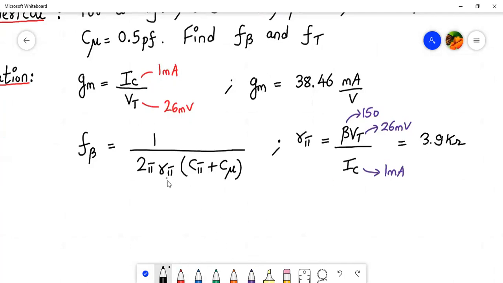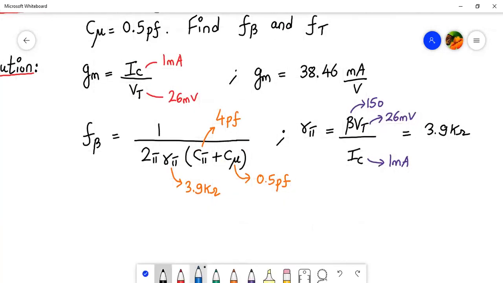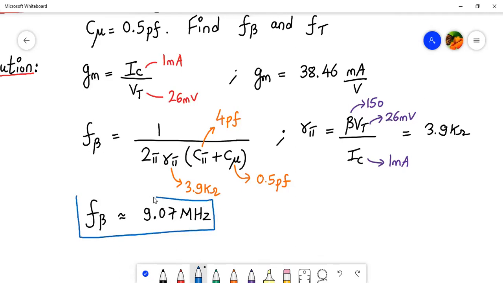Okay. So now in this equation, we have R pi as 3.9 kilo ohms. C pi and C mu values are given to you, right? C pi value is 4 picofarad and C mu value is 0.5 picofarad. So these are the values of the capacitors and resistor R pi. So 1 upon 2 pi into 3.9 kilo ohms bracket into 4 picofarad plus 0.5 picofarad. And if you solve it in the calculator, you will get the value of F beta as nearby close to 9.07 megahertz. Okay. So that's the value of the beta cutoff frequency, which you get for this numerical.